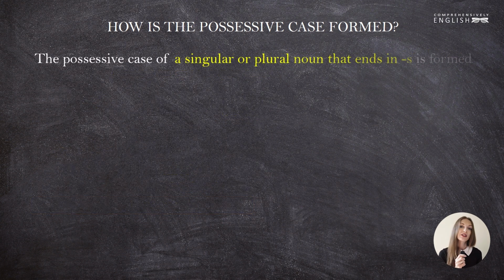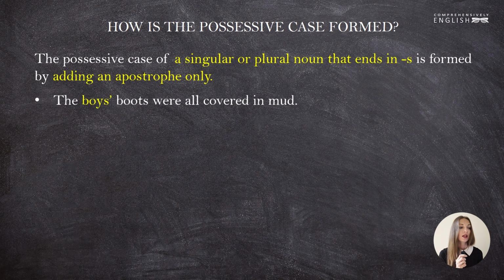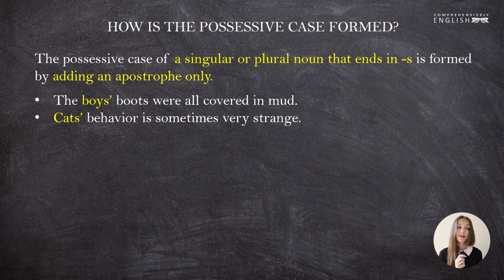Now, the possessive case of a singular or plural noun that ends in S is formed by adding an apostrophe only. Let's see. The boys' boots were all covered in mud. Cats' behavior is sometimes very strange. We have plural nouns. They end in letter S, and so we only add the apostrophe.